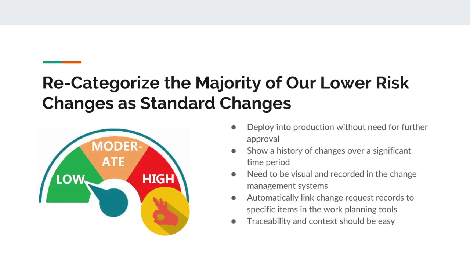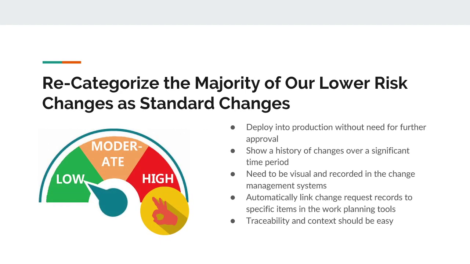So let's go into a little bit more detail on these changes. The smallest one, the lower risk one, or standard changes, is something really minute and that can be tested automatically without the need of any external reviews. And it's because of this they can be deployed into production without the need for further approval by CAB.